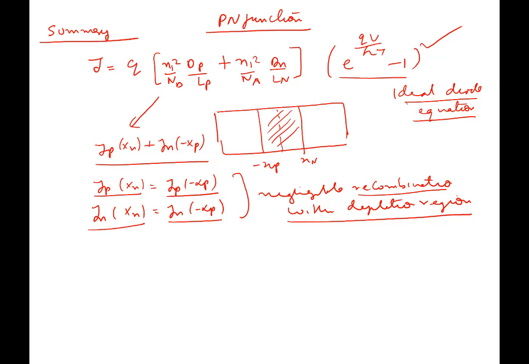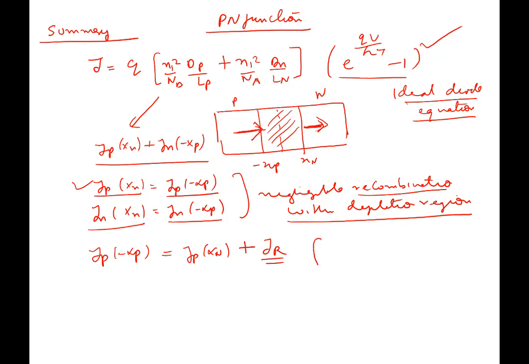We are assuming that the current here, at this point Jp, is the same as the current at this point here. That's the first one. Jp at Xn is Jp at minus Xp. While we know that Jp at minus Xp should be equal to Jp at Xn plus a recombination current, Jr. Right? The current that enters at this particular point is not the same as the current that exits at this particular point. There is a recombination.